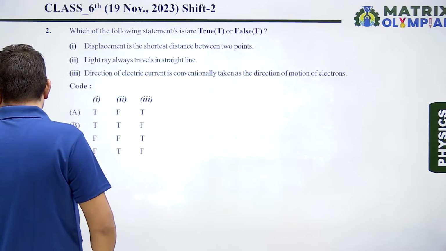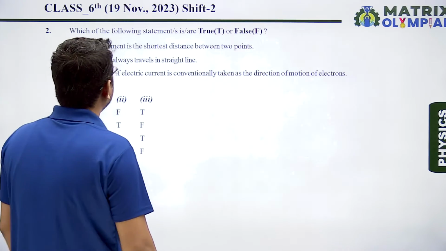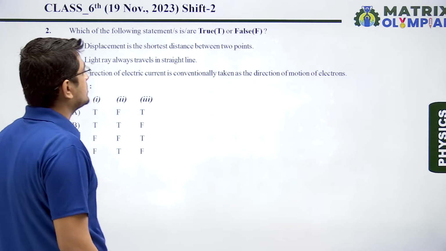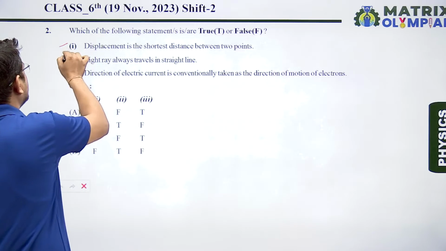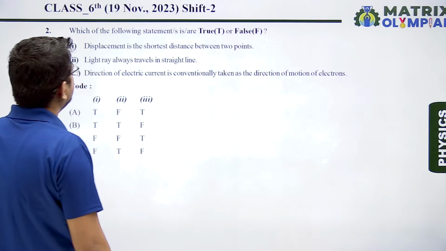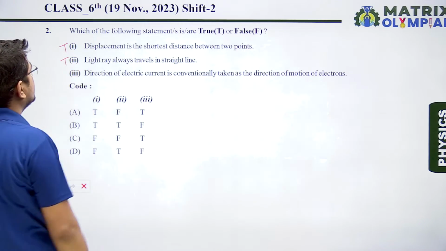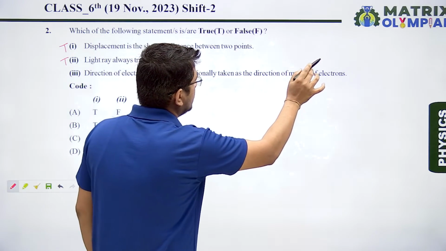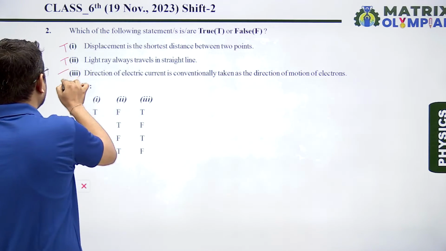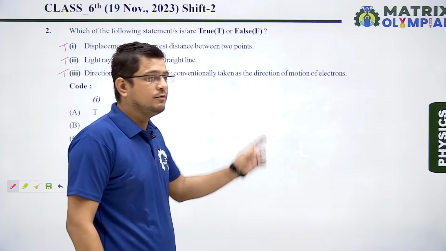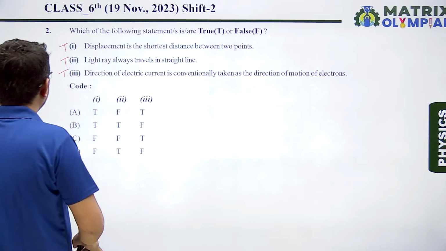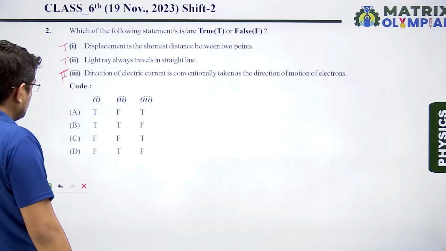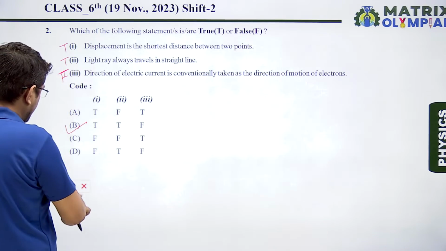Next, question number 2. In question number 2, which of the following statements are true or false? Displacement is the shortest distance between two points, which is a true statement. Light ray always travels in a straight line. This is also a true statement. Direction of electric current is conventionally taken as the direction of motion of electrons. This is a false statement because conventional direction is the direction of positive charge. So the correct answer is true, true, false. So option B is our correct answer.